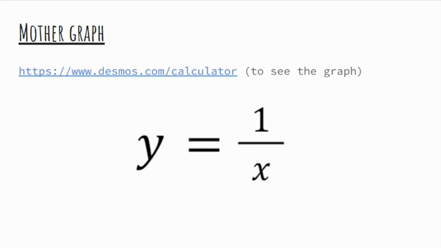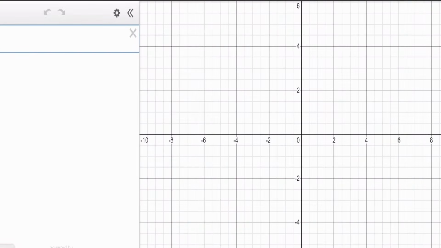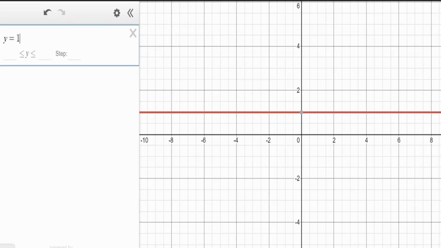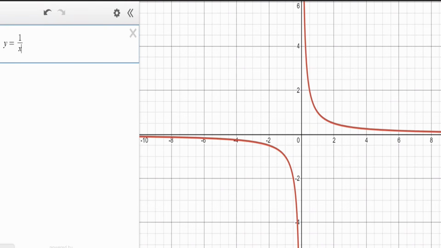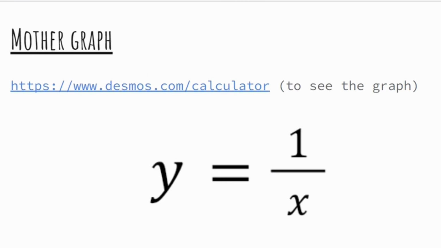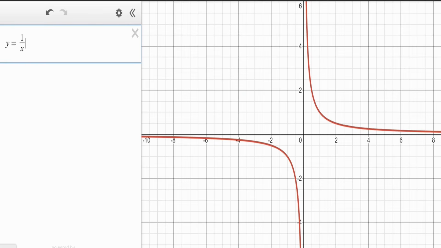So I'm gonna sketch the graph in the next tab. Let me draw the mother graph. So you're gonna say y is equals to 1 over x. So this is how the graph looks, right? This is the standard graph where we have two asymptotes. The two asymptotes are y is equals to 0 and x is equals to 0. Basically, the asymptote is where the graph never touches. When you punch in 0, it's going to tell you that it's undefined, right? So that's the mother graph, and this is how it looks.